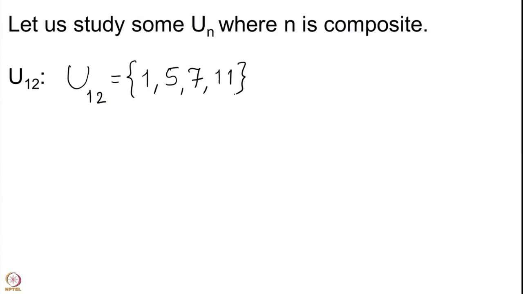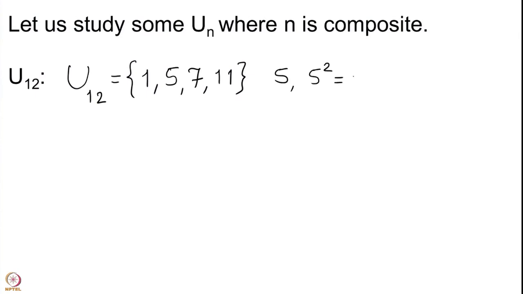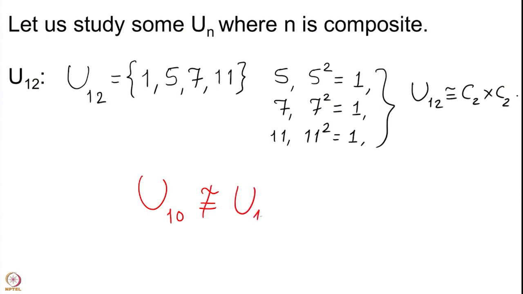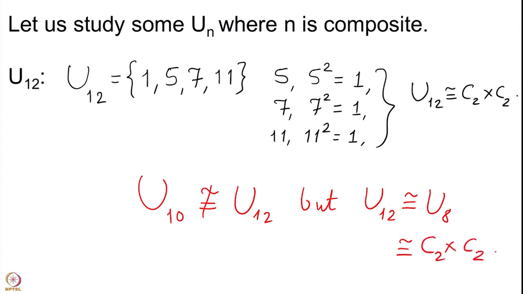So, if I now want to compute the orders of these elements, let us again look at the order of 5. So, you have 5 and you have 5 square, which is 25, but 25 is 1 modulo 12. Then you will look at 7 and 7 square is 49, which is also 1 modulo 12. And of course, 11 square is going to be 1 because 11 is minus 1 modulo 12. So, these 3 tell you that U12 is isomorphic to C2 cross C2. Therefore, we have this nice result that U10 is also not isomorphic to U12, but we do have that as groups U12 and U8 are isomorphic, both being isomorphic to C2 cross C2.